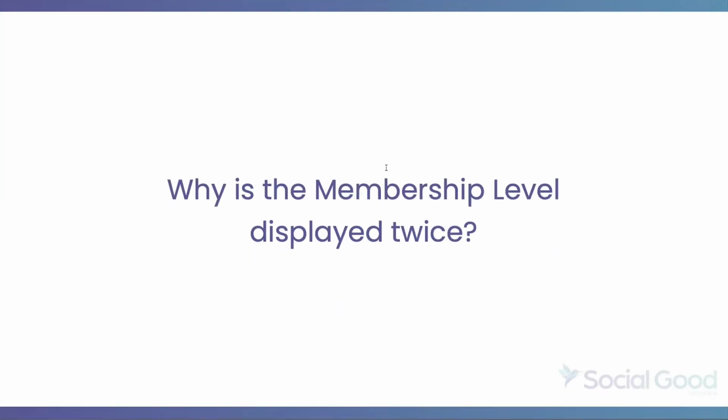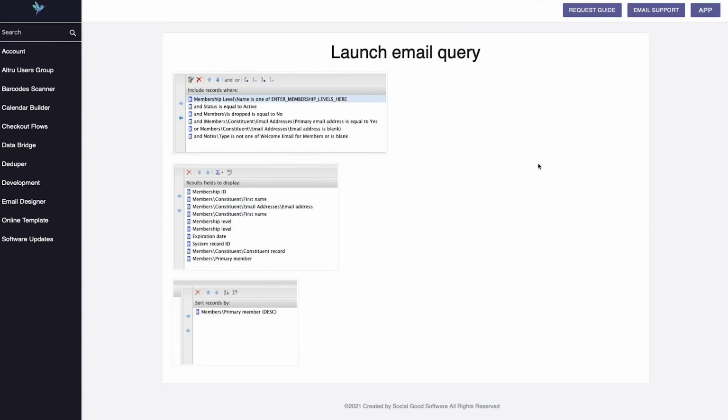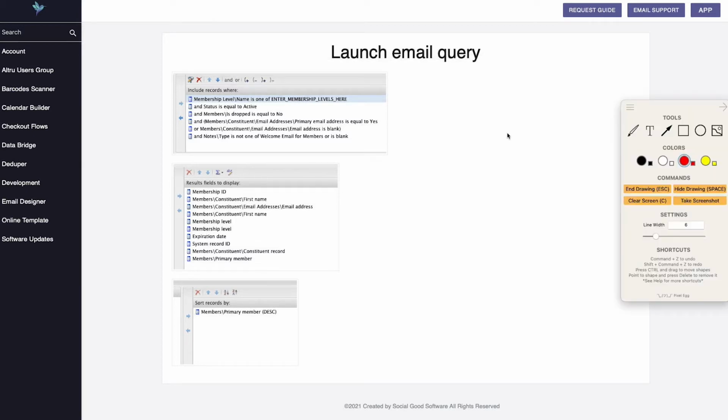Okay, so the next one here is, why is the membership level displayed twice? So if we go back to our query here, you'll see that the membership level is displayed twice. And the reason for that is the membership level here is used to be able to display in your email. And the membership level here is used to be able to point the person to the right design.